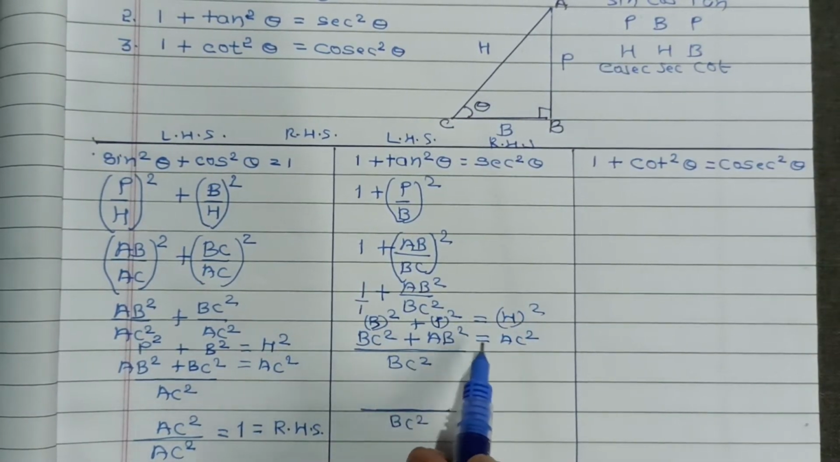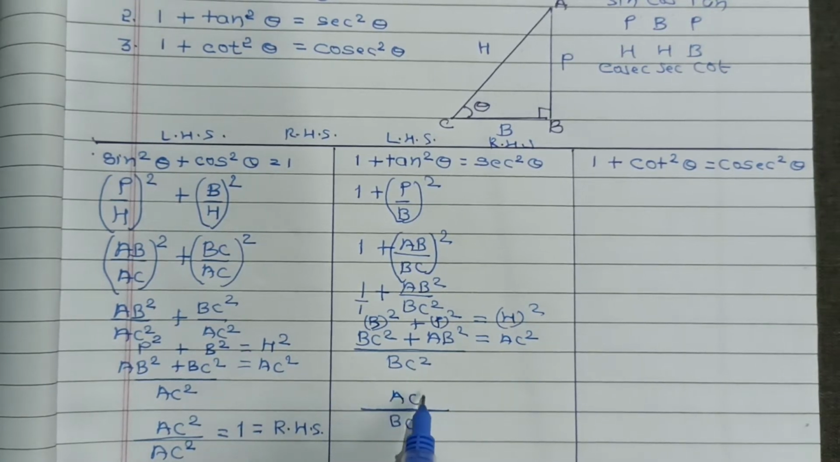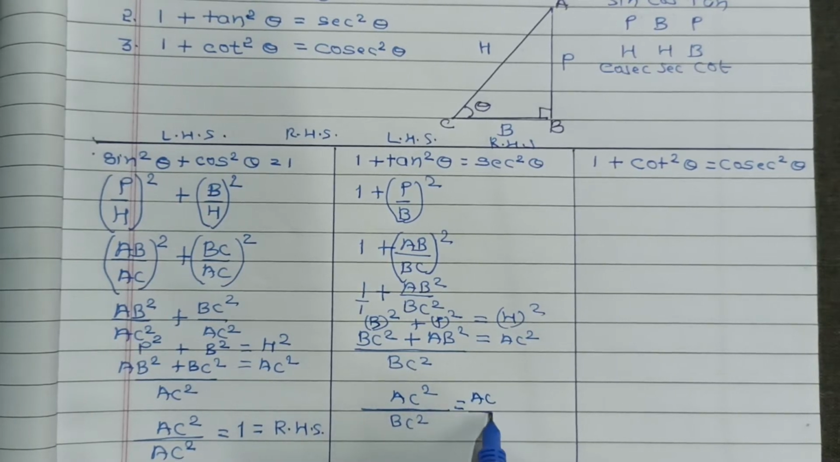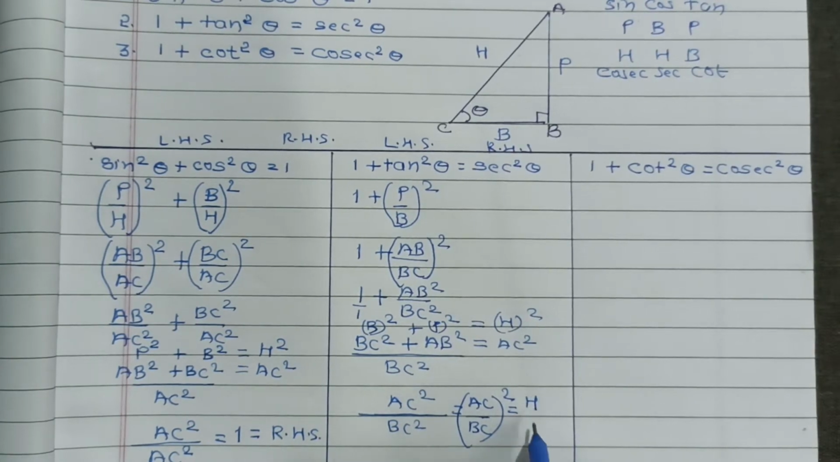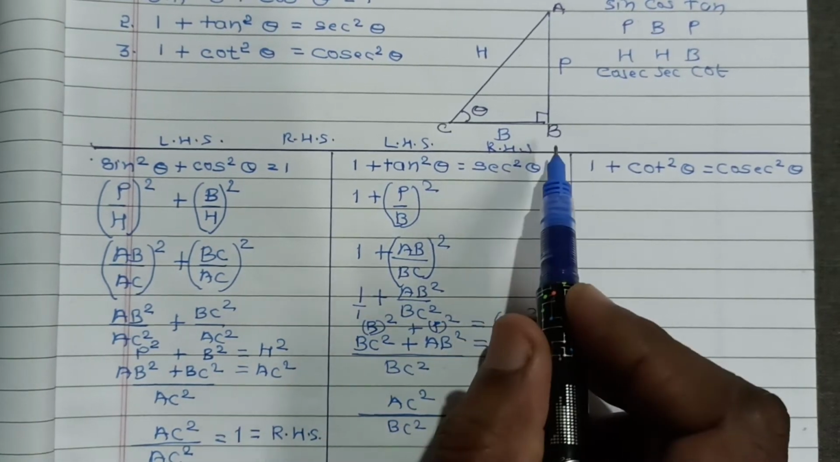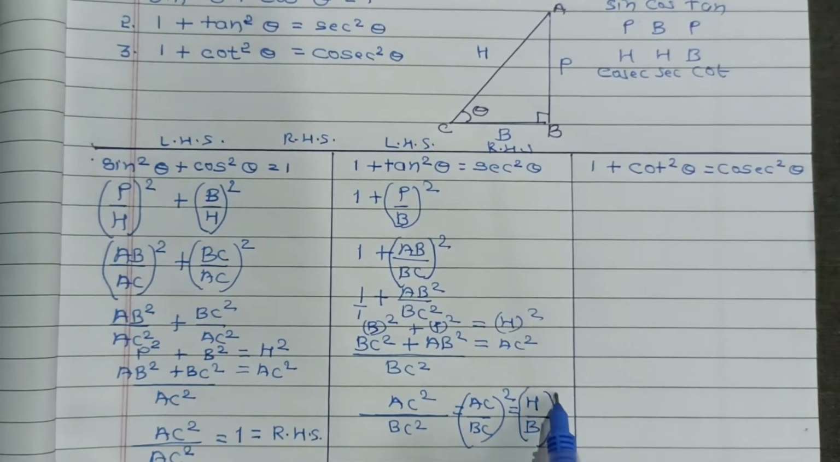So BC square plus AB square is equal to AC square. So therefore you can write here AC square. Now you can write this AC upon BC whole square is equal to, see here, AC is what here? Hypotenuse. Let me write here as H. And what is BC? BC is base, B, and this you can write as whole square.